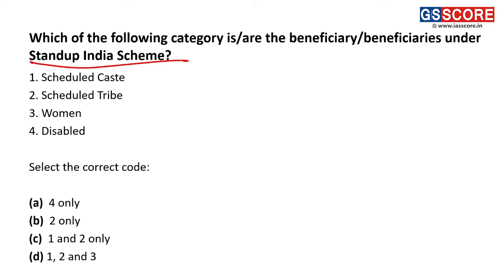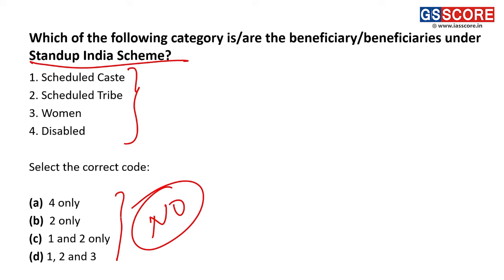Which of the following category is or are the beneficiary or beneficiaries under the Standup India scheme? Right. Generally, we include all of them for every scheme, etc. But as they say, the devil lies in detail. And do we have all of them included in the options? No, we don't. Right. So somewhere there is a catch. Somewhere there is a catch. So let us look at it. Scheduled caste, scheduled tribe, women, disabled.